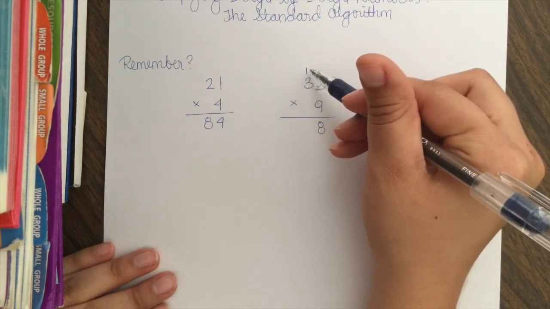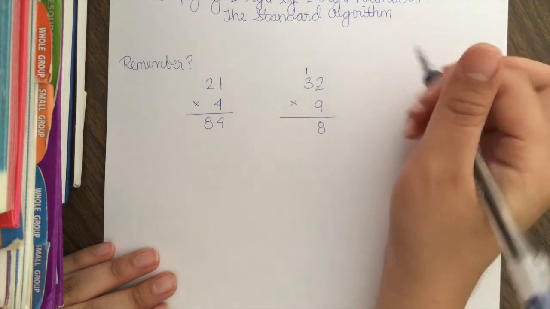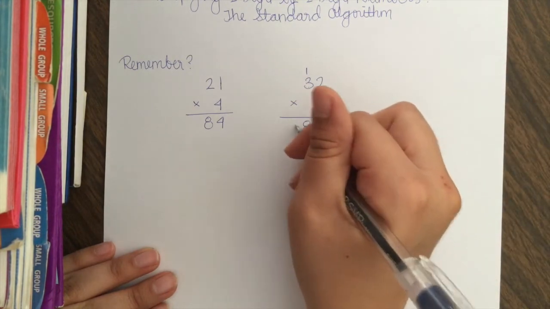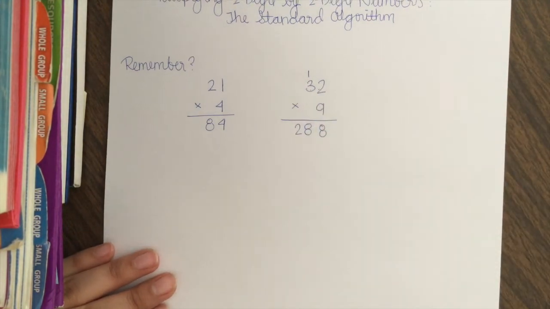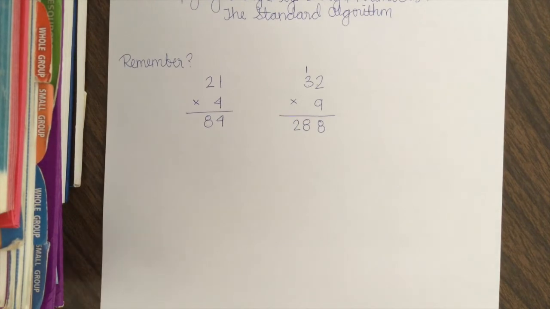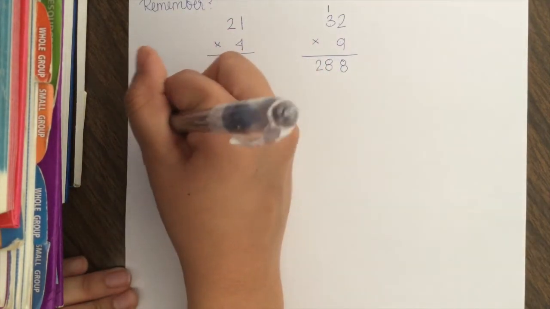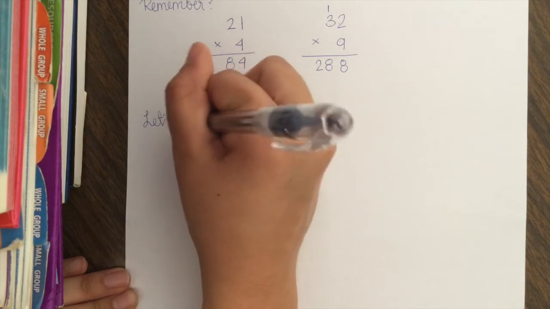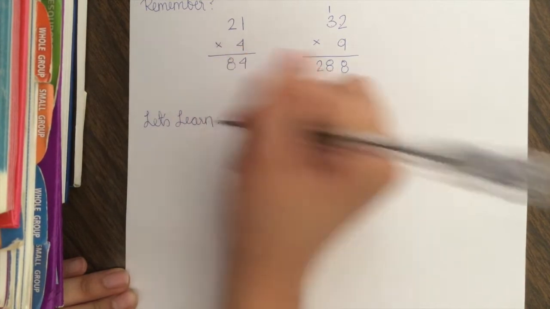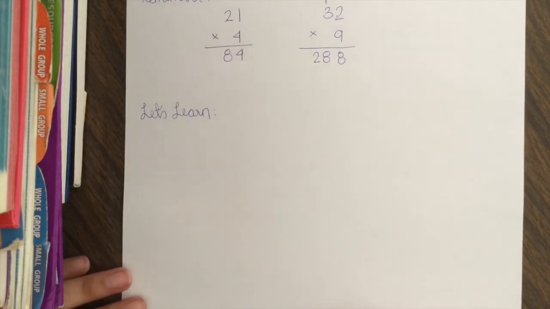Add the 1 that I carried, 27 plus 1 is 28. And write it all at the bottom. So 32 times 9 is 288. This you should remember from last semester. Okay, that's what we remember, or what we should remember. What we're going to learn is two-digit by two-digit multiplication.